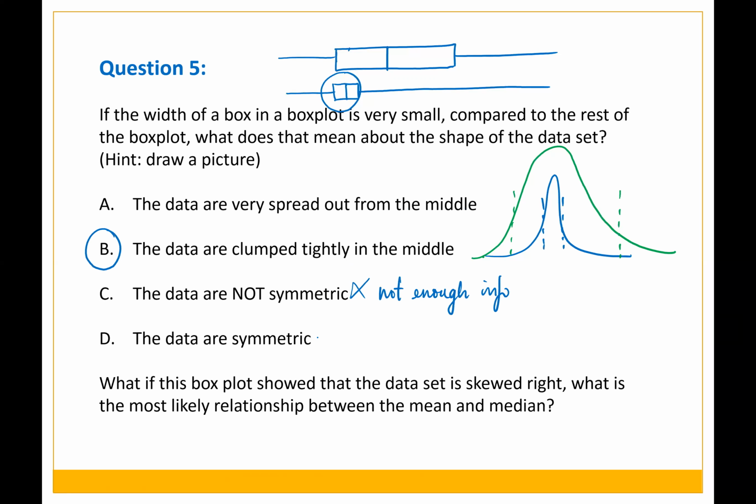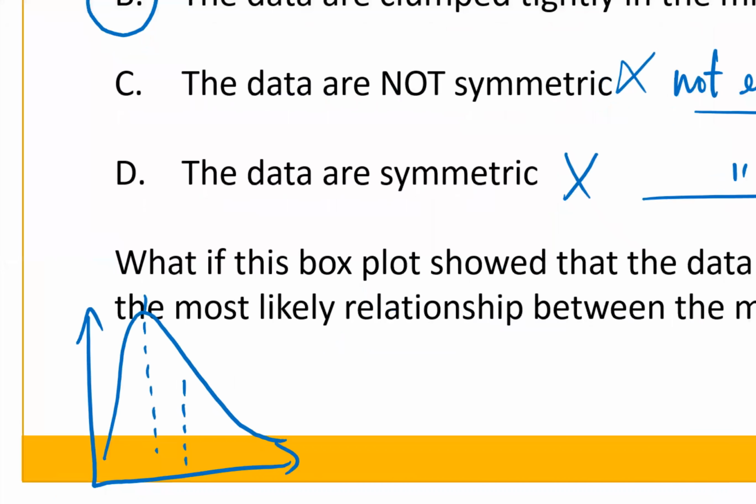And then if the data are symmetric, again, not enough information. What if the box plot shows that the data set is skewed right? What is most likely the relationship between the mean and the median? When it's skewed right, skewed right is this way. So the mean is going to be over here, and the median is over here. Why is that the case?